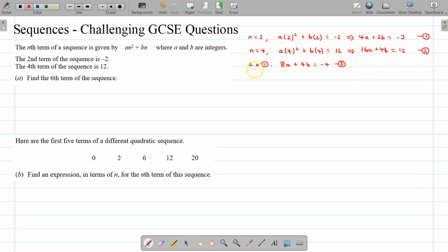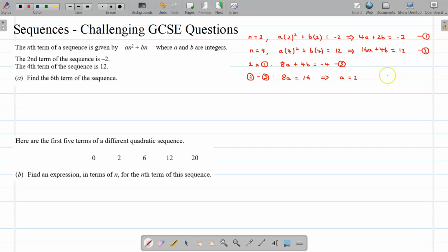So I'm going to do equation 2 subtract equation 3. I'm subtracting this equation from this one. 16a minus 8a is 8a. 4b minus 4b is 0. 12 take away -4 is 12 plus 4, which is 16. Well, if 8a is 16, it follows that a must equal 2.